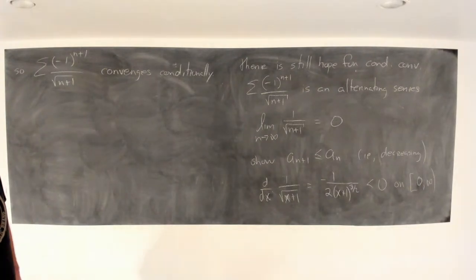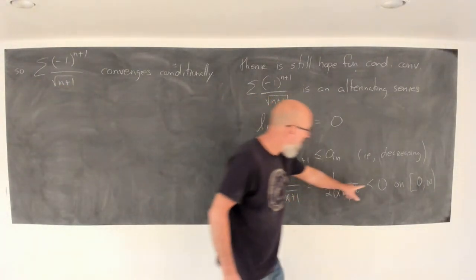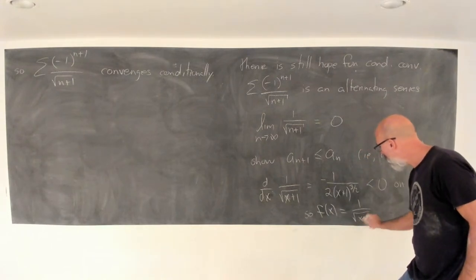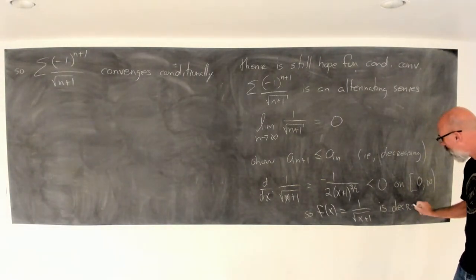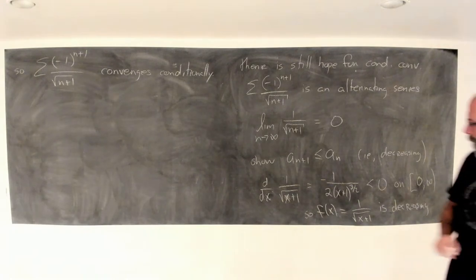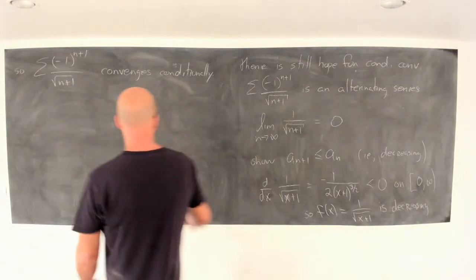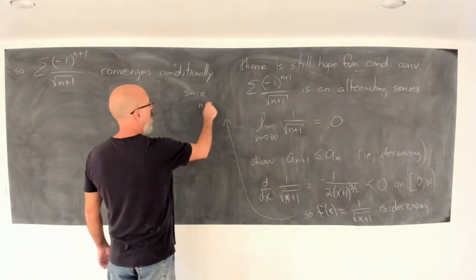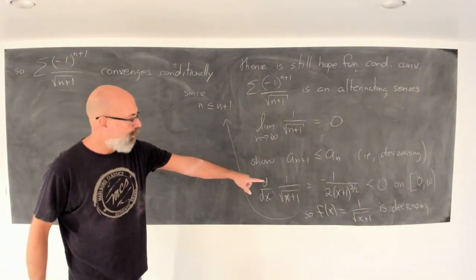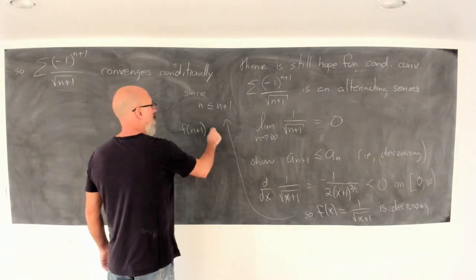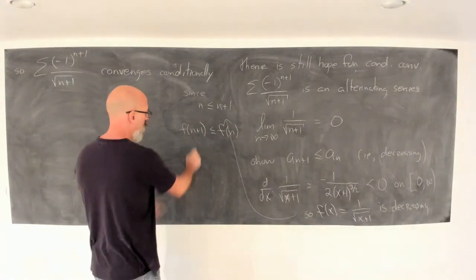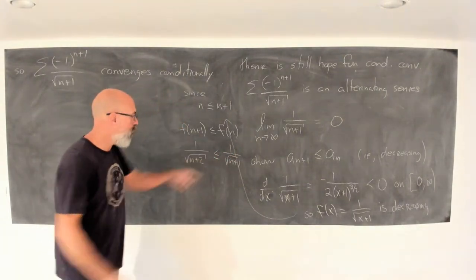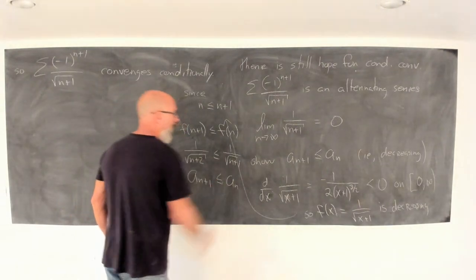Alexandre is asking, how does the derivative give us the answer? What does this mean? The derivative is negative, so your function is decreasing. So since n is less than or equal to n plus 1, f of n plus 1 is going to be less than or equal to f of n. And f of n plus 1 is 1 over square root of n plus 2, which is less than or equal to 1 over square root of n plus 1. And that's what you wanted to prove. This is your an plus 1, and this is your an.